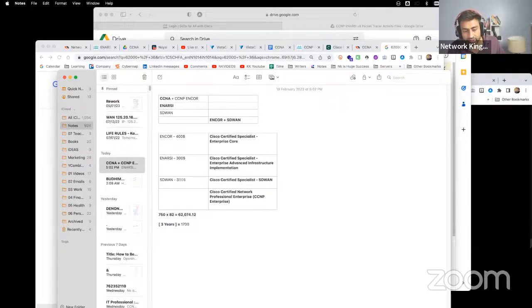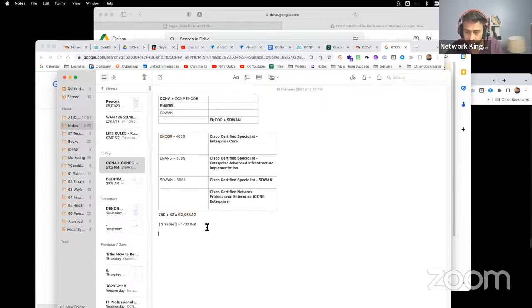And what exactly are you getting? Just think from an investment perspective. Think like we are investors investing in some kind of stocks, and the best investment you can make is in your education only. So you are paying this 1,700 rupees every month for the next 3 years, around 62,000 for 3 years for ENCOR and SD-WAN.